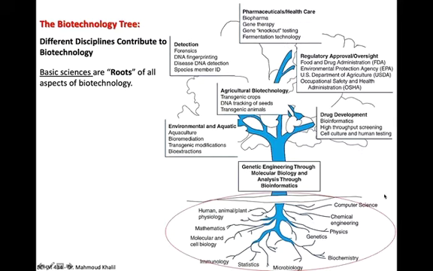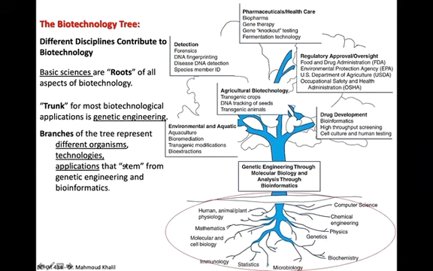Then if we go further, you can see that the trunk for most biotechnological applications is majorly genetic engineering. So you need to understand very well how to do genetic engineering in order to do biotechnology. So understanding genetic engineering, through, of course, molecular biology and the analysis of bioinformatics, will lead you to the discipline that you want to work in in future that is related to biotechnology.